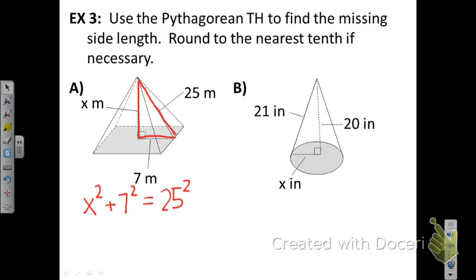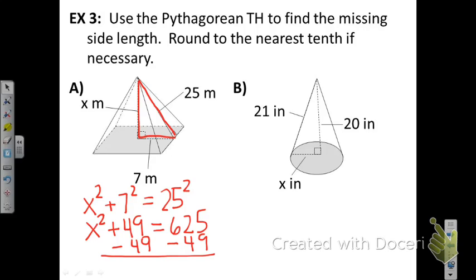What do we do to solve it? Can we square 7? What's 7 squared? 49. Equals 625. Good. Okay, who knows what we do right here? Very good. We subtract the 49. Kind of running out of room here. The 49s do what? They cross out. And you get x squared equals 576.